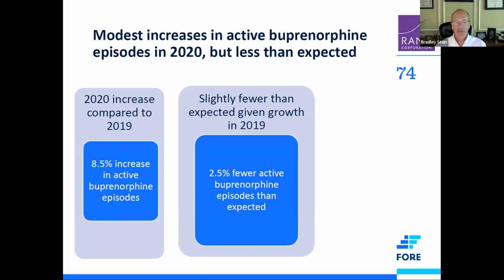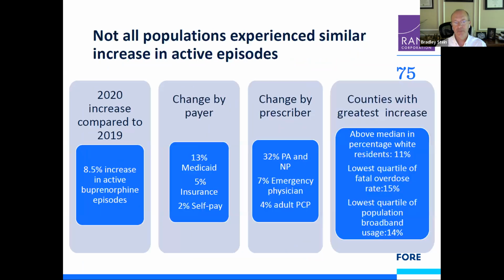Now, modest increase. When we looked at the pattern of growth that we saw in 2019, it actually turns out that this is 2.5% fewer active buprenorphine episodes than we thought we'd see. So I think this is pretty consistent with the prior literature. And that's pretty flat in terms of what we would see, certainly not the same types of declines we saw in other types of healthcare. Next slide, please.